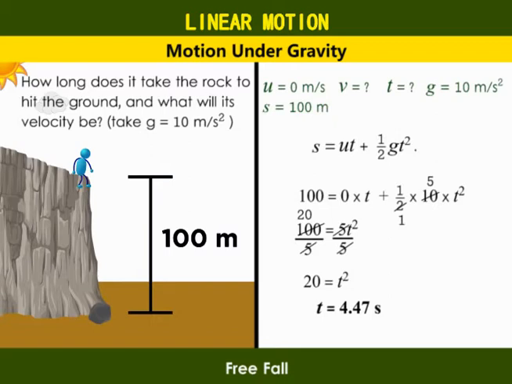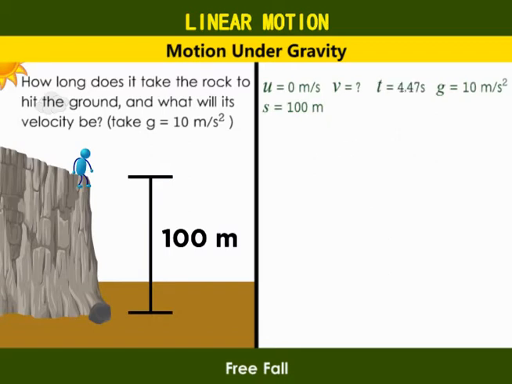Now let us find the final velocity v. We already have t. So from the first equation, v is equal to u plus gt. v will be equal to 0 plus 10 times 4.47, giving us 44.7 meters per second.